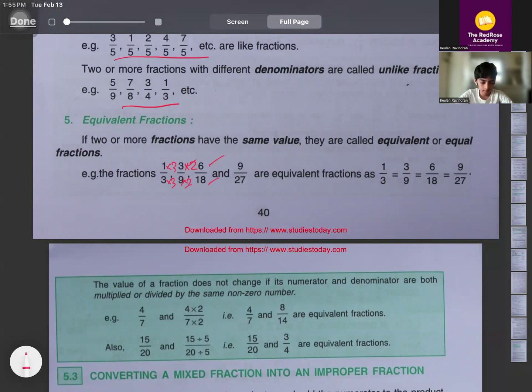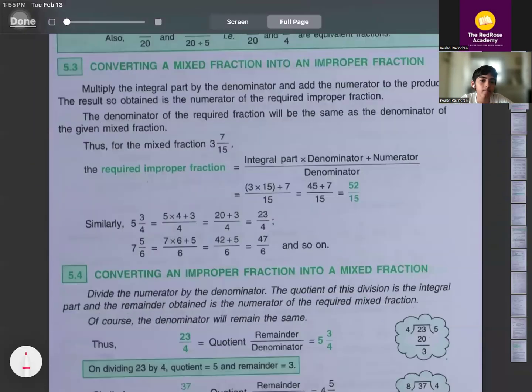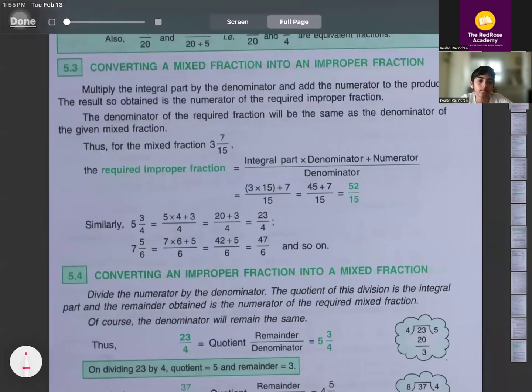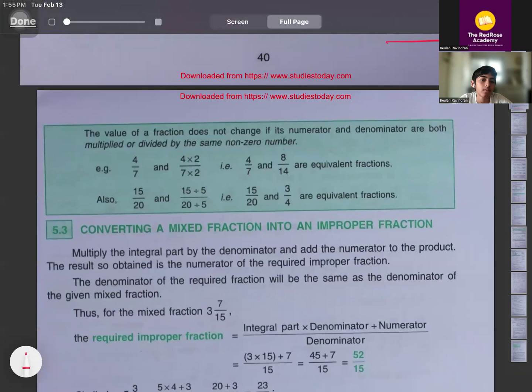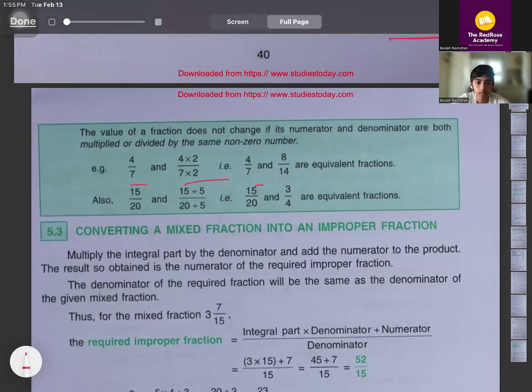So these are all the equivalent, equal fractions. If you want to multiply with the number 2, then that should be multiplied on both the numerator and denominator. If you want to divide by 5, then that should be divided on both numerator and denominator. That will be the equivalent fraction.